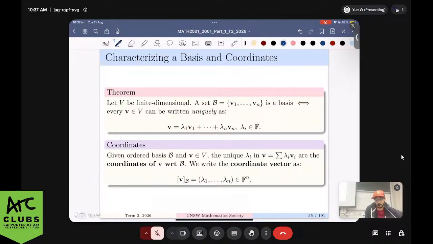So any v can be written uniquely as this, meaning these scalars are going to be unique for that v. You're not going to be able to find different scalars for that v which still work. And because it's unique, you can define a coordinate vector, which is just the scalars which give you v. So v is lambda1 v1 plus all the way up to lambda n vn. Lambda1 up to lambda n will be the coordinate vector.